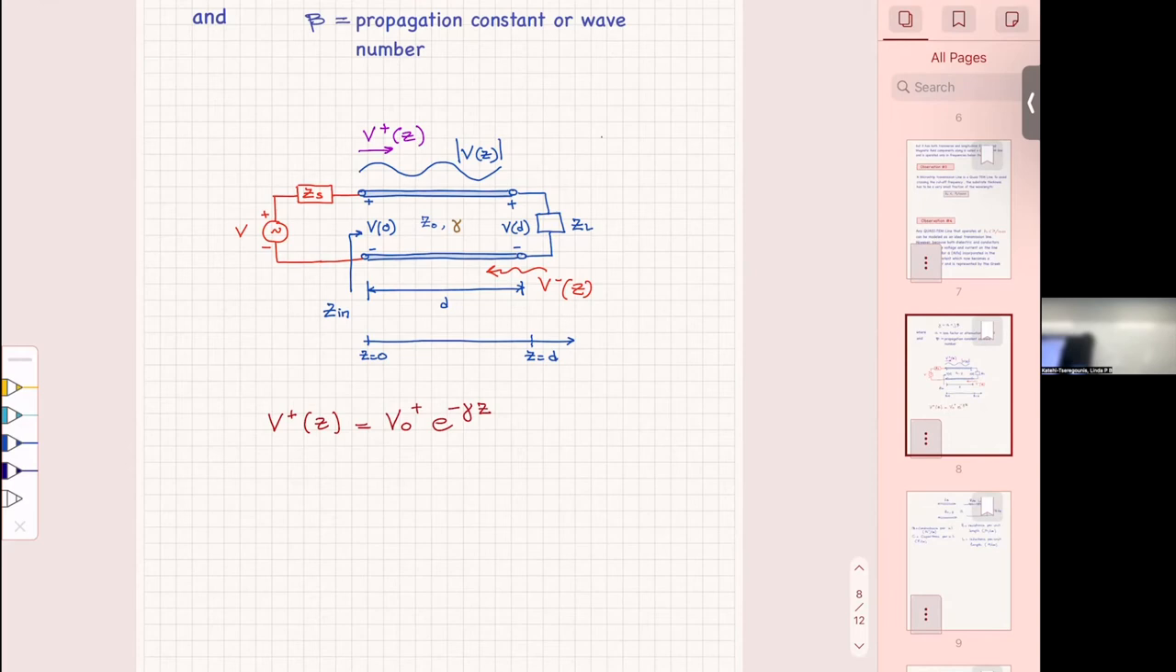What is this going to do for us? It's going to do the following. It's going to bring to V naught plus this factor here, which shows the attenuation. And then we are going to have this factor here, which as before shows the change of phase. All right. And of course, the same thing is going to happen with I minus and I plus. And for V minus, V minus of z is going to be V naught minus e to the plus gamma z, e to the j beta z.